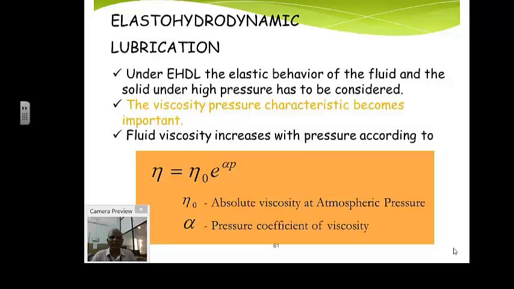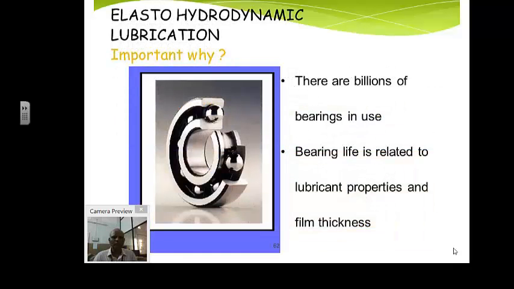So the elastic behavior of the solid under high pressure has to be considered. The viscosity pressure characteristics become important, and hence these bearings are able to support very heavy loads. Now why are these important? Because there are billions of bearings in use. The bearing life is related to the lubricant properties and film thickness. The higher the viscosity, or the optimum viscosity, with higher pressure, it will be able to carry higher loads.